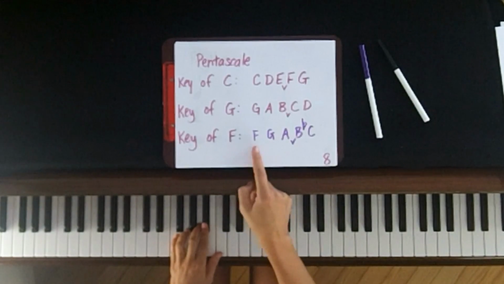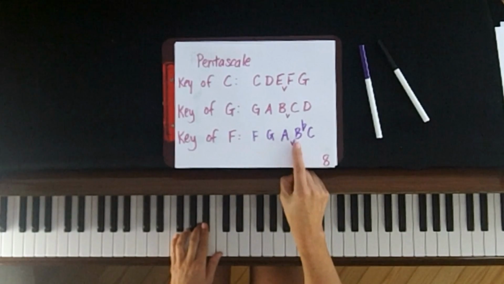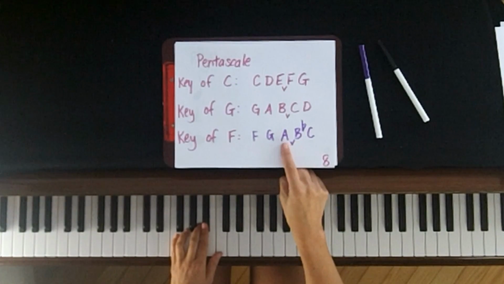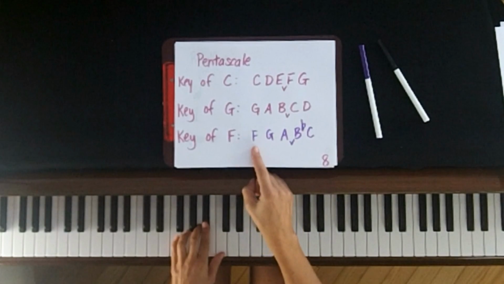So in order to give the correct sound of F major, we have to make sure that we have a half step between A and B, which makes it A and B flat. So our finger 2 is going to play on a black key in this case. So let's just try that one more time.